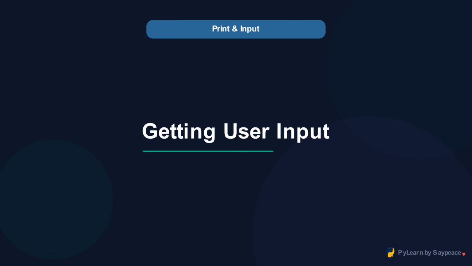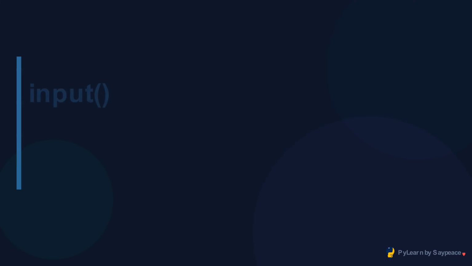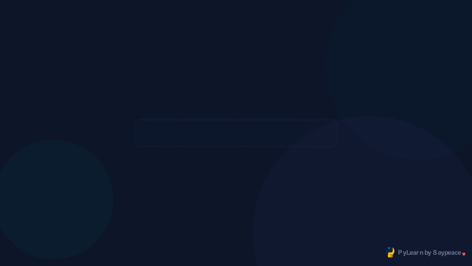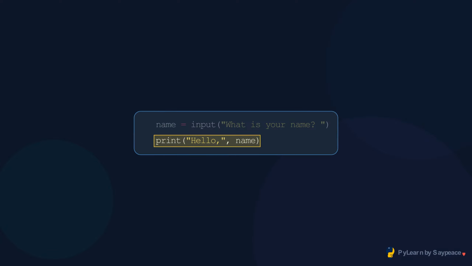Welcome to getting user input. So far your programs only talk at the user. Input lets them talk back. The program pauses, shows a prompt message, waits for the user to type, then stores whatever they typed as a string. The string you pass to input is the prompt the user sees. Whatever they type gets stored in the variable name. Now use name in a print call. Your program greets whoever ran it, personalized output from user input.